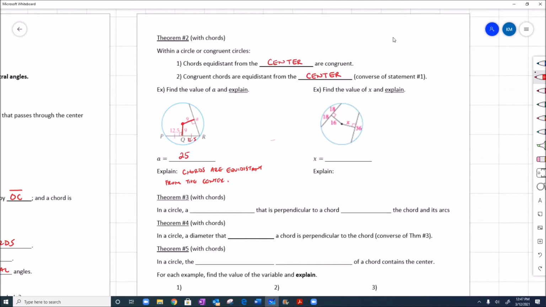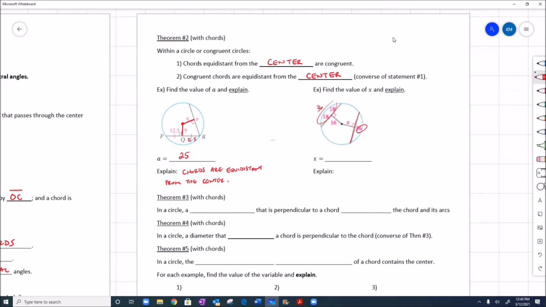Let's look at number 2. It says find the value of x and explain. Now x isn't marking a chord, it's marking a distance from the center to a chord. And we see that the chord it connects the center to is 36. Then we have a chord here that doesn't tell us the whole chord, but it tells us this is 18 and this is 18. So we see that that's 36 as well.